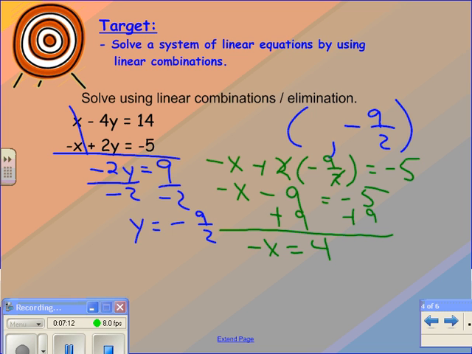As you know, we're not finished quite yet because we don't want negative x, we want x. So we have to divide both sides by negative 1 to get rid of this negative sign on the x, and that gives us x equals negative 4. So I'm going to put my negative 4 in the x place in our ordered pair, and our solution to this system of equations is negative 4, negative 9 halves.